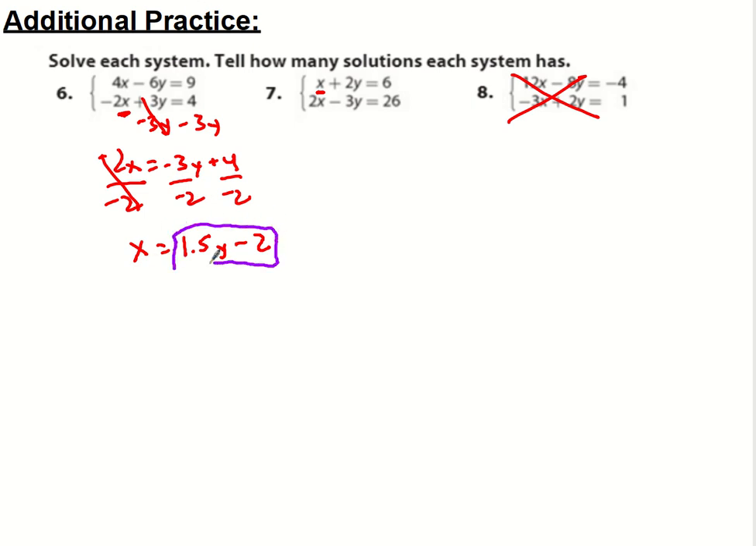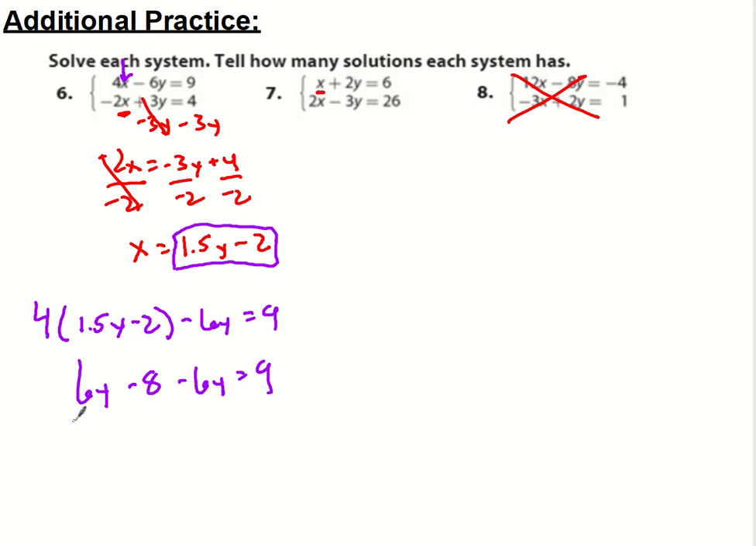Now I have something I got to plug in. This is why we're allowed to use calculators, right? And I got to plug it in for x in my top equation. That's 4 times (1.5y minus 2), minus 6y equals 9. Now I have to do 4 times 1.5. This is where those calculators come in handy. Okay, so 4 times 1.5 is 6. So that's 6y. And 4 times negative 2 is negative 8, minus 6y equals 9. Well, 6y and negative 6y cancel out. Negative 8 equals 9. That means that there is no solution to this system.